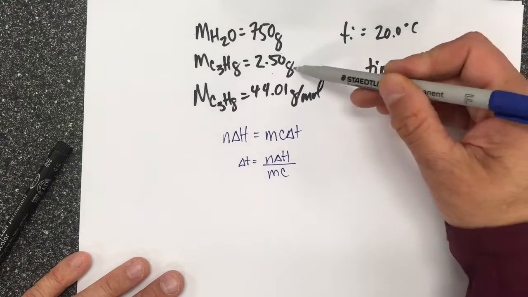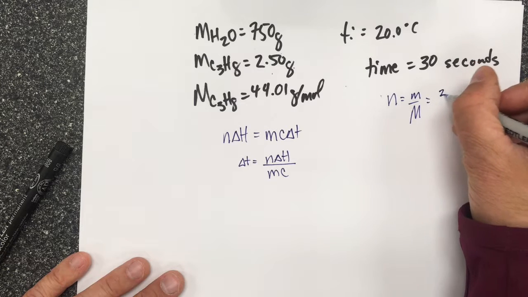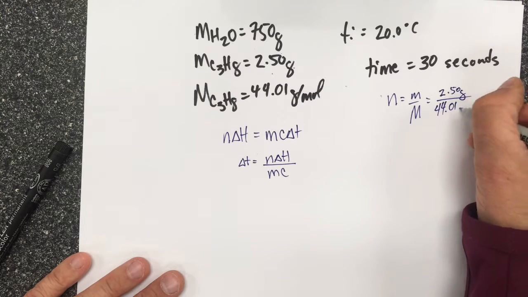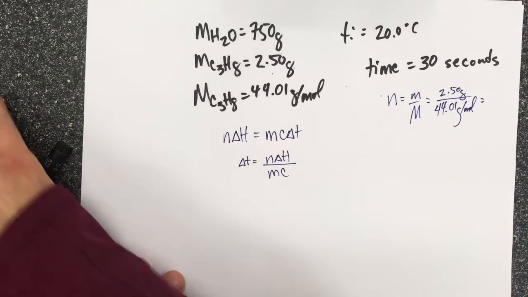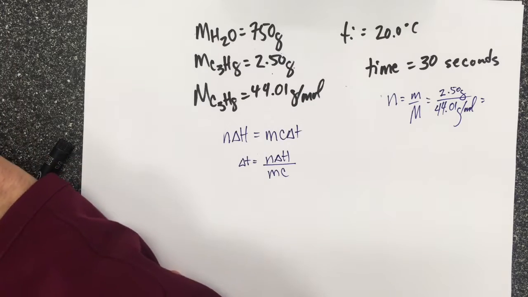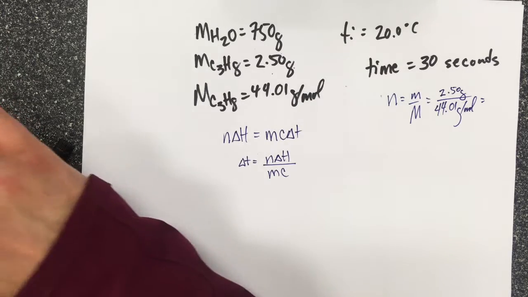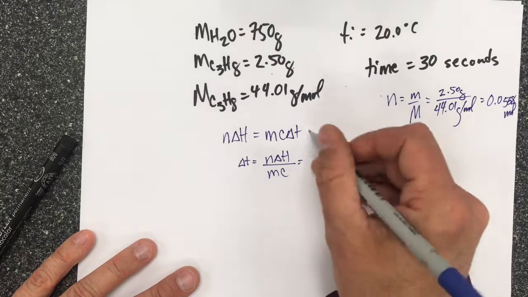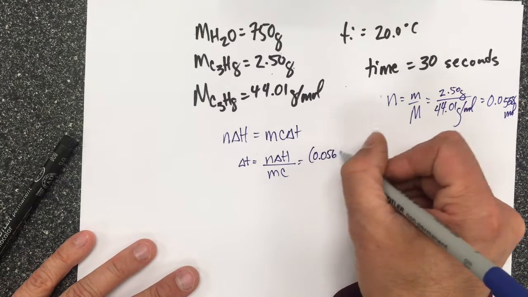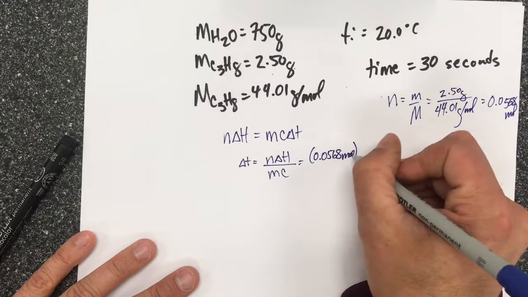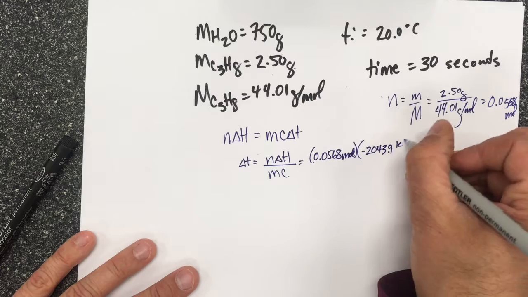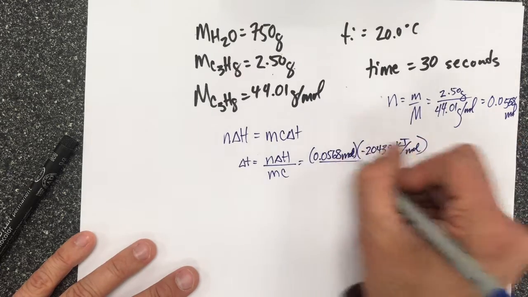So the mass of my propane is 2.50 grams, and the molar mass is 44.01 grams per mole. And so 2.5 divided by 44.01 gives me 0.0568 mole. And so 0.0568 mole of propane times the molar enthalpy of negative 2043.9 kilojoules per mole will be divided by the mass.